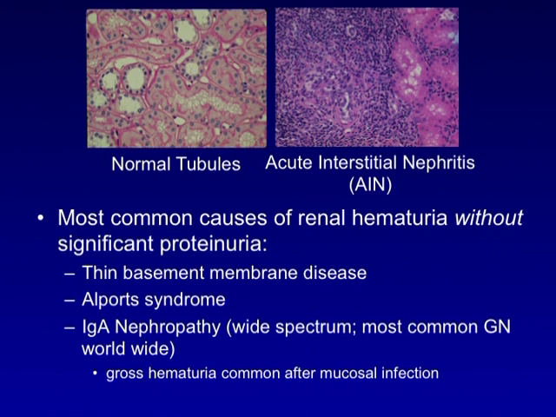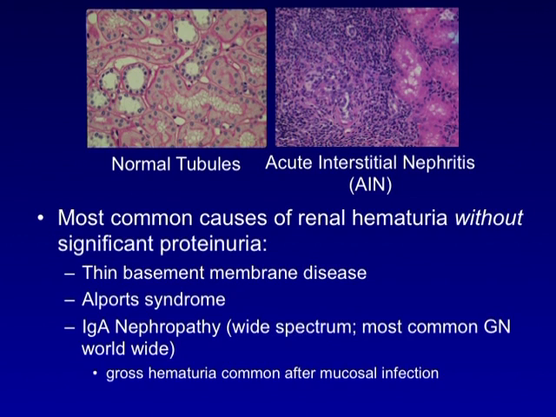There are a variety of things to keep in mind where you may see intrinsic renal causes of hematuria, but without significant proteinuria. And these tend to be in disorders of the glomerular basement membrane, so-called thin basement membrane disease, which can be seen as a genetic disorder where there is the presence of hematuria but little or no proteinuria.